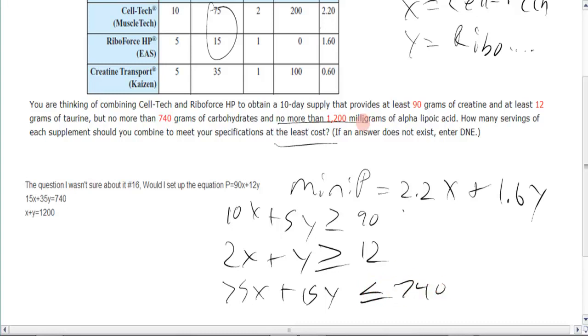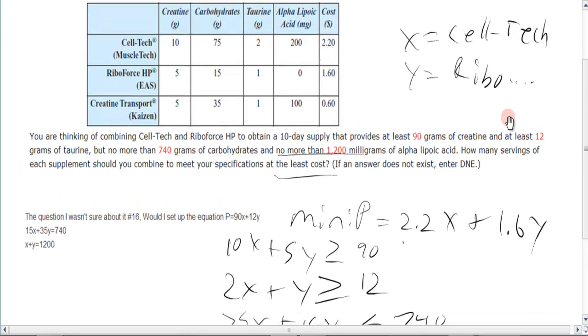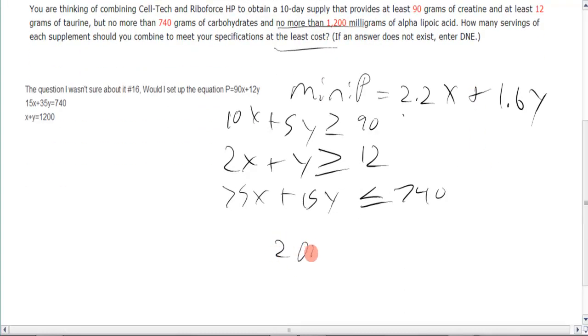And then similarly, no more than 1,200 milligrams of folic acid, or alpha acid, I can read. So that's this right here. There is no acid in riboforce, so we're only going to have the Celtec of 200. So 200x has to be less than or equal to 1,200.